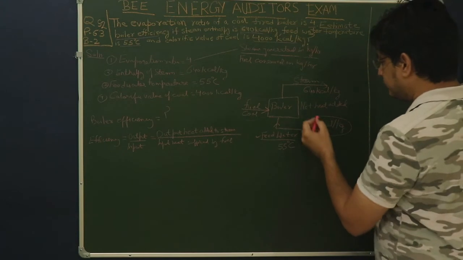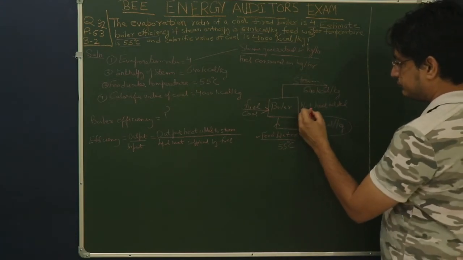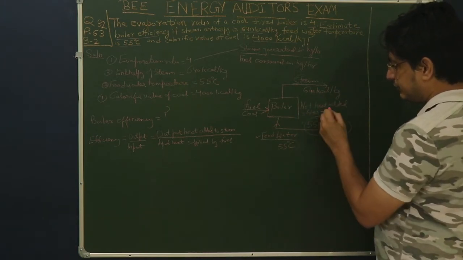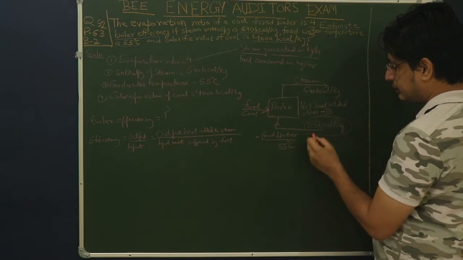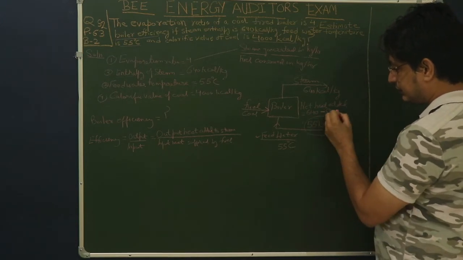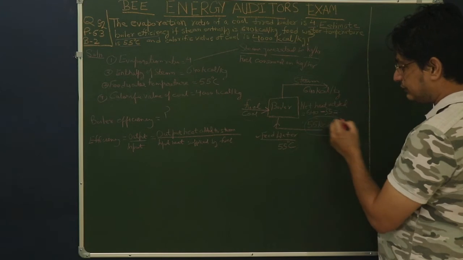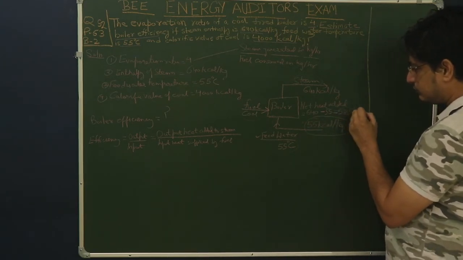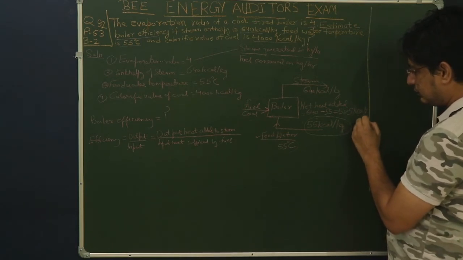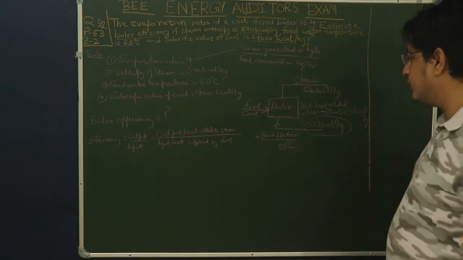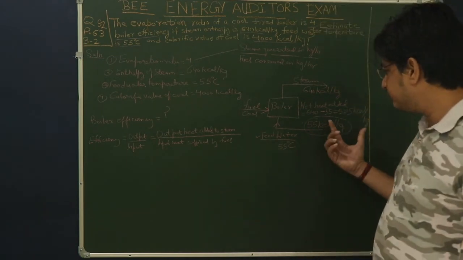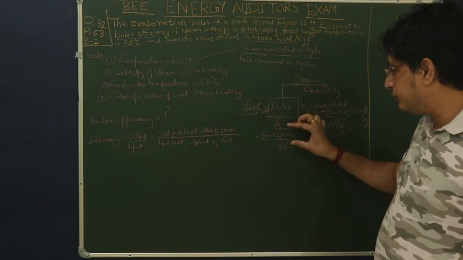in the feed water so as to form the steam will be 640, which is the final energy of the steam, minus 55 kilocalorie per kg, which is the heat energy of the feed water. So this will come as 585 kcal per kg.